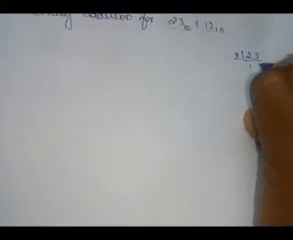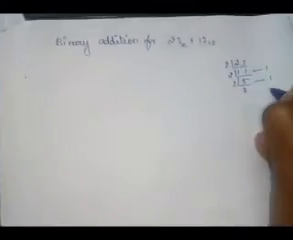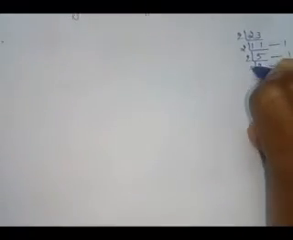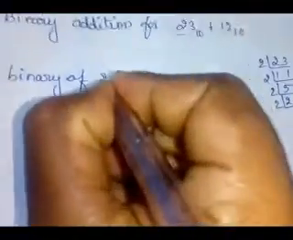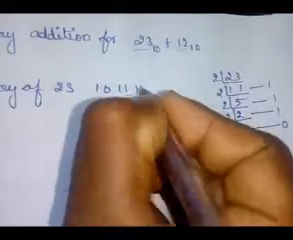1 2 is 2, 1 2 is 2, remaining 1. Then 5 2s are 10, remaining 1. 2 2s are 4, remaining 1. 1 2 is 2, remaining 0. Binary of 23 is 1 0 1 1 1.